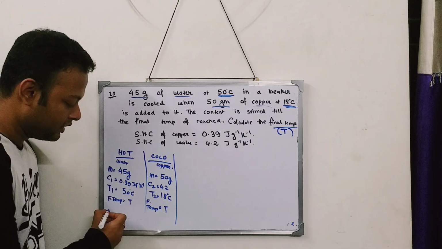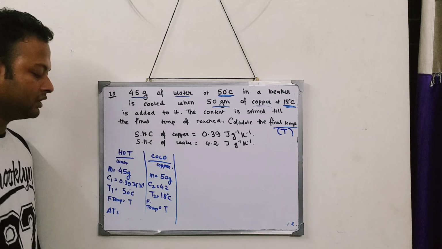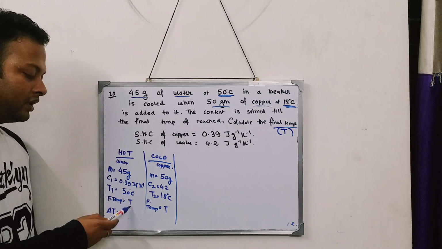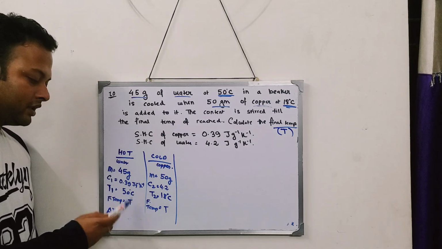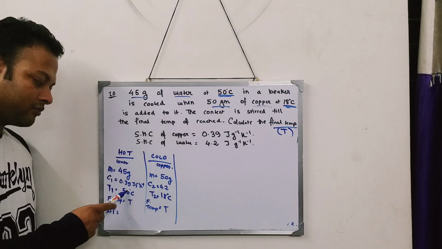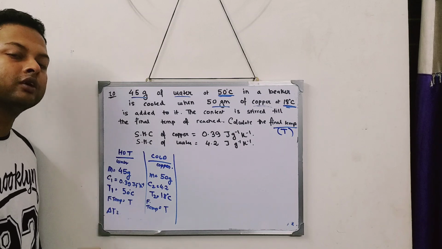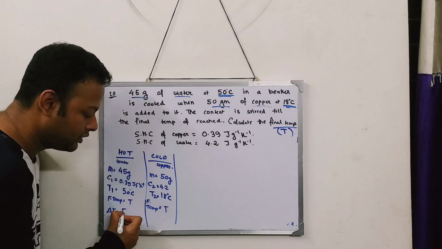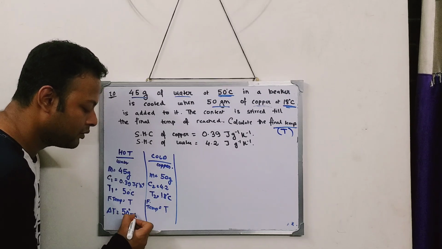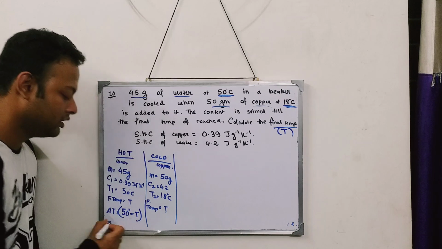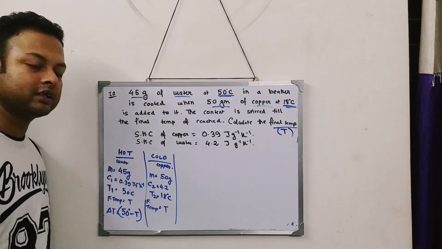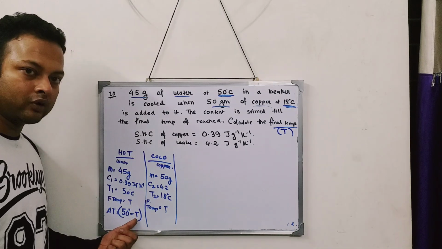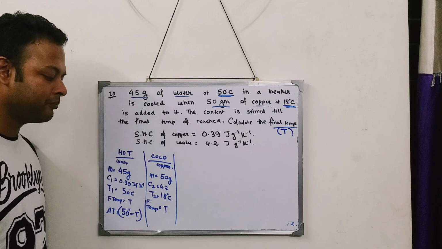So what is the delta T for the hot body? See, it is going from 50 to the temperature T. It starts from 50 and goes to a temperature T. So what is the delta T over here? Can I say the delta T over here is 50 minus T? This is the delta T for the hot body, that is the difference of temperature. T value we don't know, so we'll keep that as T.